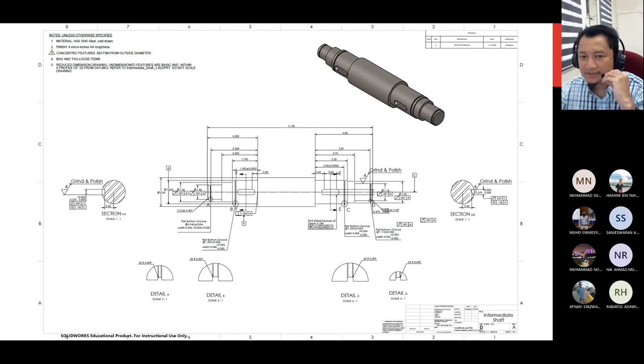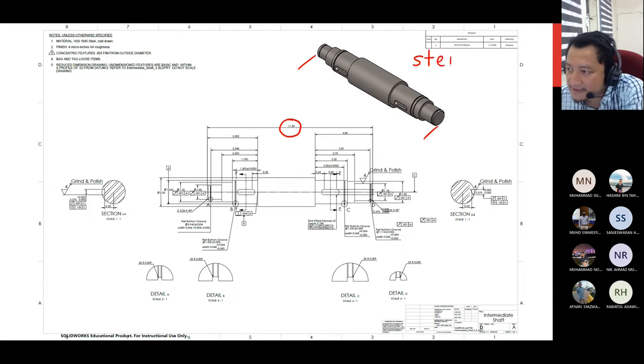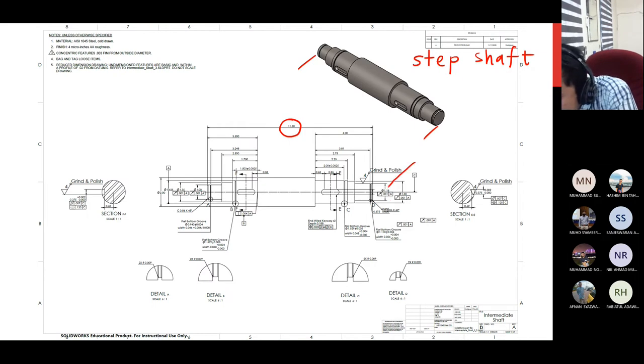So if you need to design shafts, typically the drawing that you are going to produce for the shaft design is going to look like this. If you look at this drawing, what is the main length of the shaft? The main length is 11.5. What are the diameters? This one is a stepped shaft. You've got multiple diameters coming from this one.